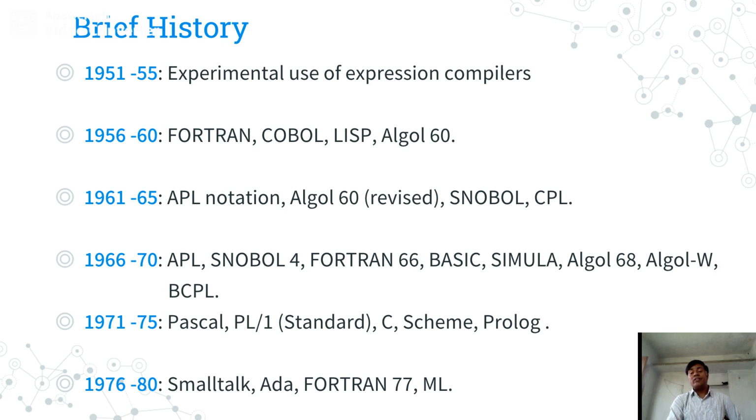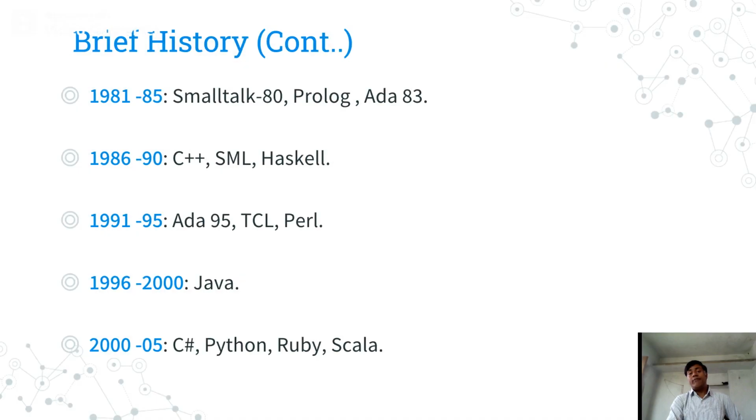During 1976 to 80, Smalltalk, ADA, Fortran 77, and machine language, these languages came into the picture. After 1981 to 85, Smalltalk 80, Prolog, ADA 83, these languages came. And in 1986 to 90, C++, SML, Haskell.